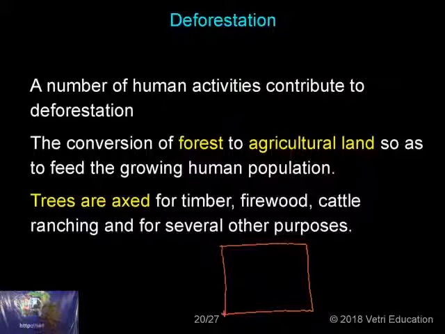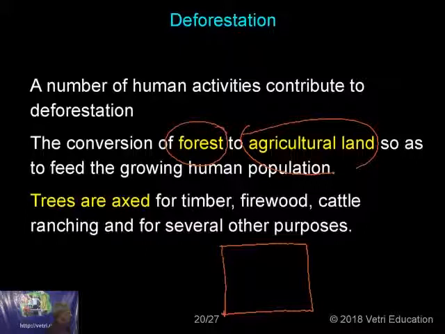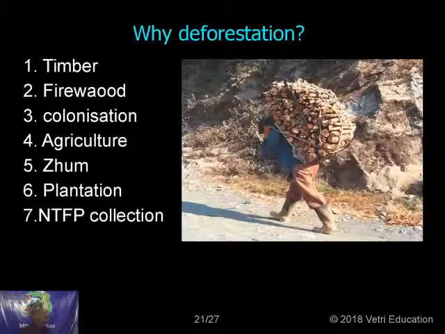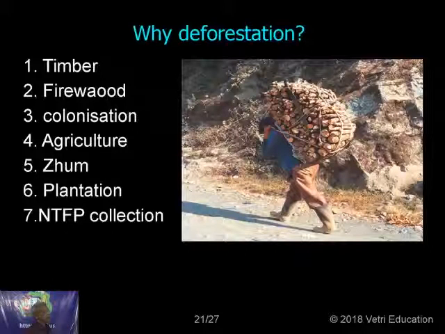This agricultural practice has made the forest become deforested. Trees are axed for timber, firewood, cattle grazing, and for several other purposes. If that is going to be the condition, we are going to have more deforestation. See how this photograph shows very beautifully how the trees are being cut and then carried by the people. Like this, millions and millions of wooden logs are being carried by the natives, and a lot of forests have already been cleared.